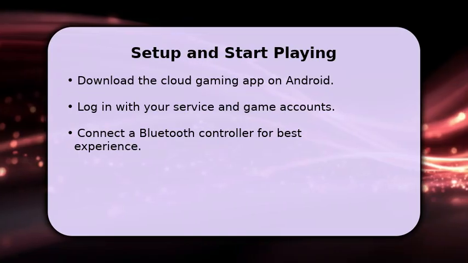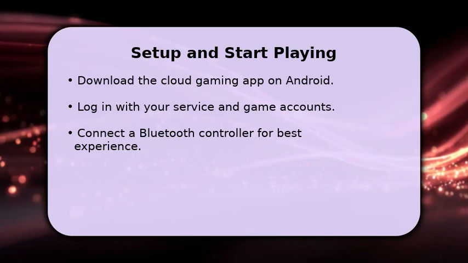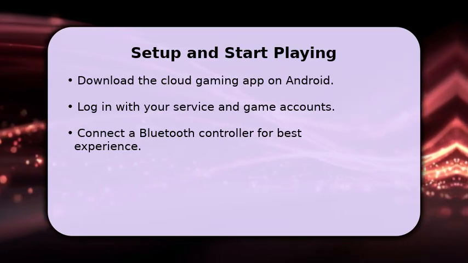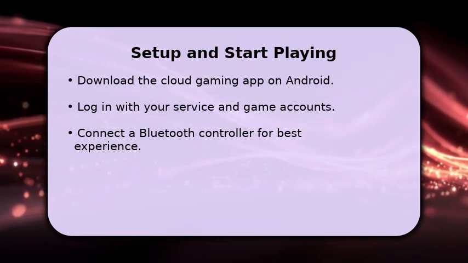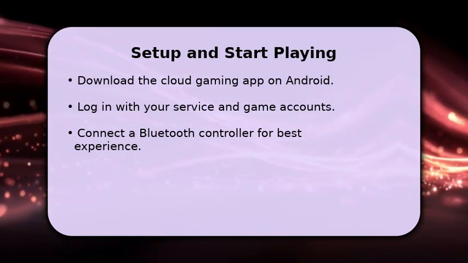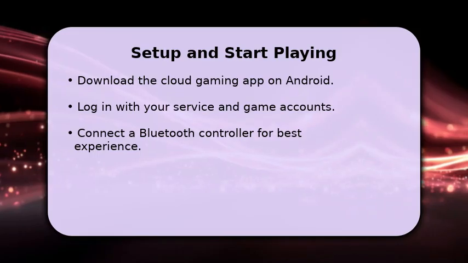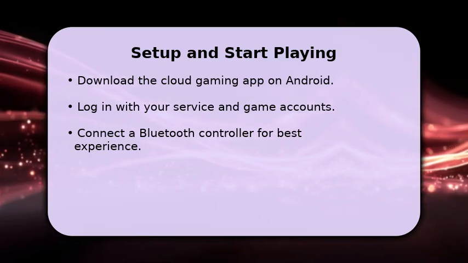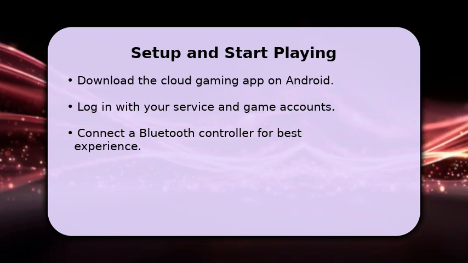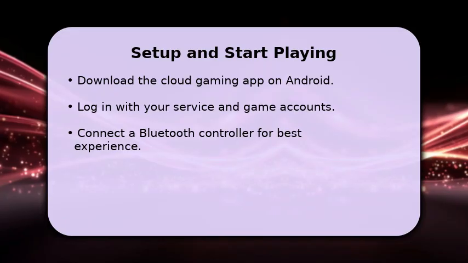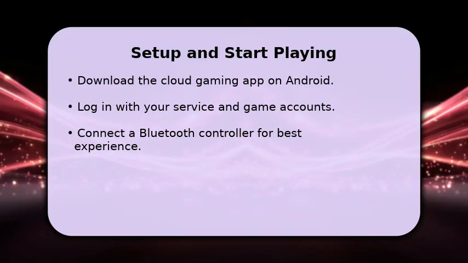Once you've chosen and subscribed to a service, download its official app from the Google Play Store onto your Android device. After installing, log in with your cloud gaming account and link your game store account, such as Steam or Epic Games, if required. For the best gameplay experience, I highly recommend connecting a Bluetooth controller to your phone or tablet. Finally, ensure you have a very strong and stable internet connection, preferably Wi-Fi or a robust 5G network, to minimize lag and enjoy smooth off-road adventures.